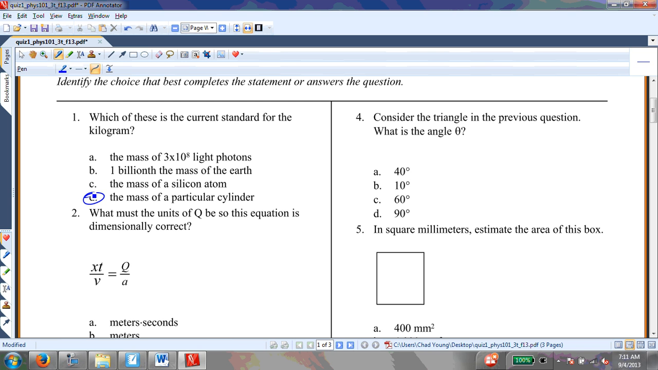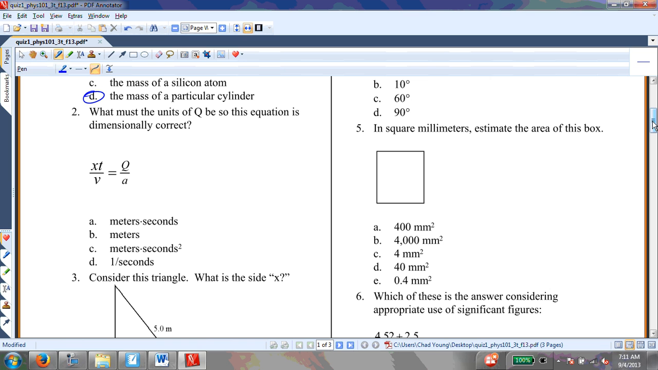What must the units of Q be? So this equation is dimensionally correct. Now let's say X is in meters, T is in seconds, V is in meters per second. And this is going to equal Q over meters per second squared. Let's rewrite this a little bit. First of all, our meters will cancel out, and we're left with seconds squared on this side. And then I can have Q seconds squared over meters. So that means that Q must be in units of meters. That's B.